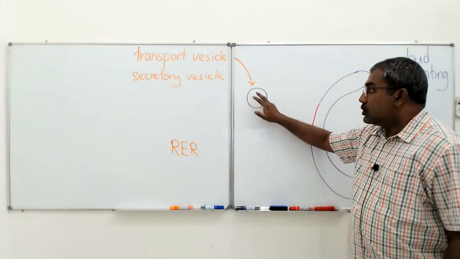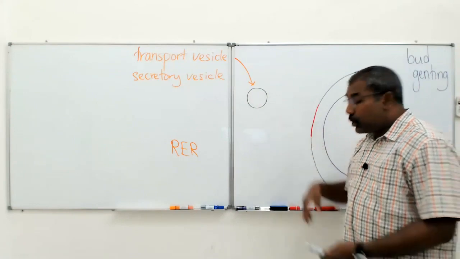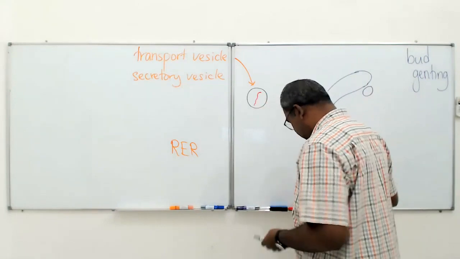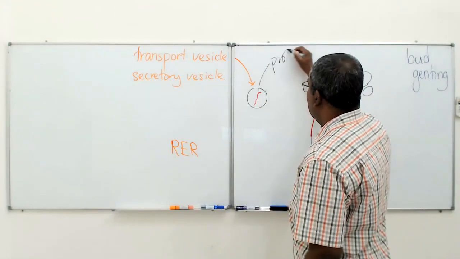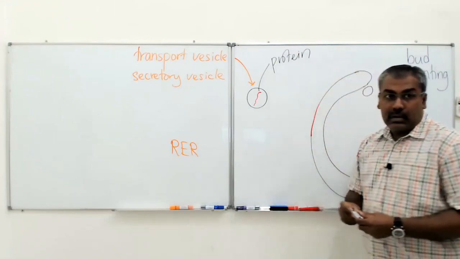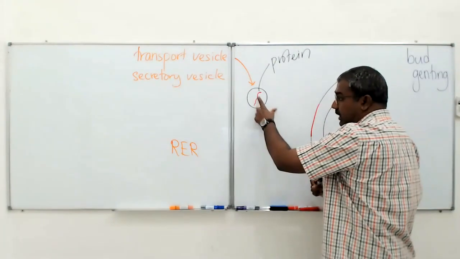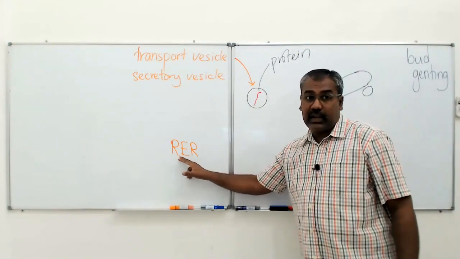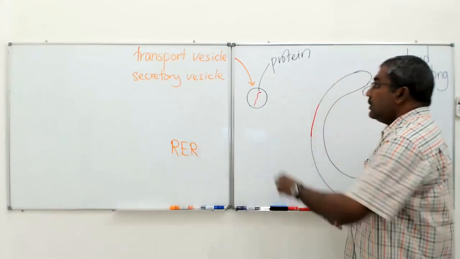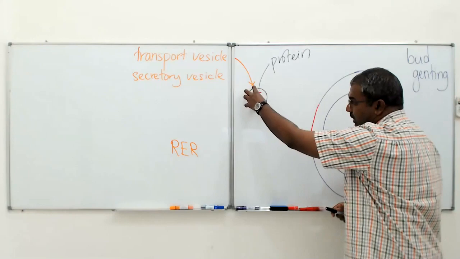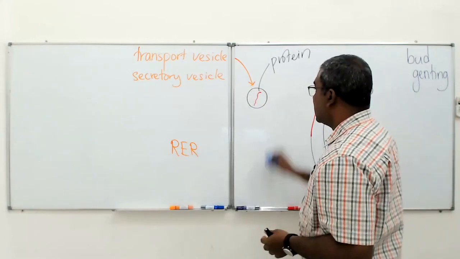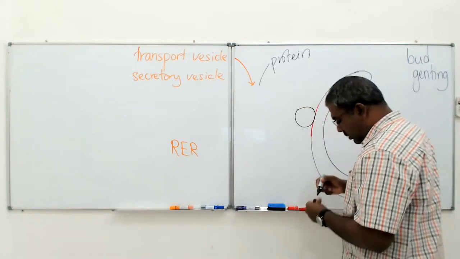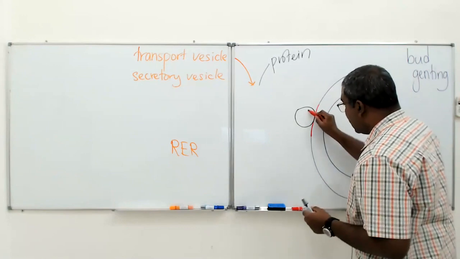Okay? So dalam transport vesicle ni ada protein. What is that? Protein. Dia bawa protein, protein yang dihasilkan oleh ribosom yang ada di atas rough endoplasmic reticulum. So bila transport vesicle ni bergerak ke Golgi, dia bergerak ke Golgi. Ingat dalam ni ada protein.